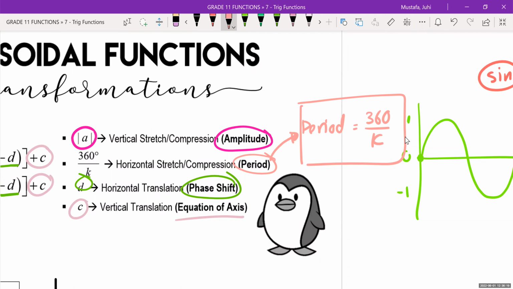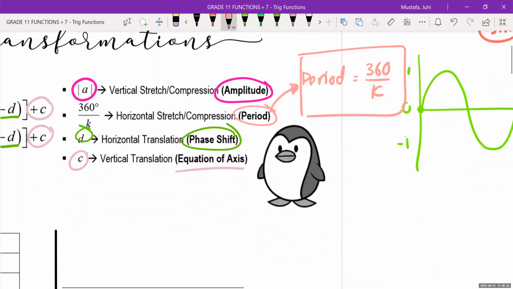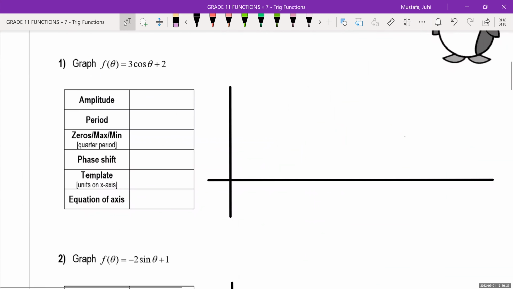Okay, you probably have questions about this, but we're going to get right into an example and see if it makes sense. You guys make sure you have a ruler because you're going to need to draw your axes with rulers. So I'll give you a second to take those out.